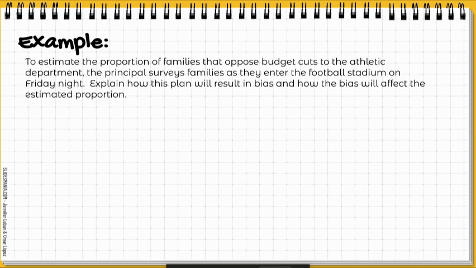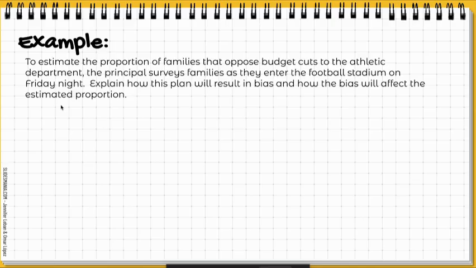Okay, so here's an example. To estimate the proportion of families that oppose budget cuts to an athletic department, a principal surveys families as they enter the football stadium on a Friday night. So let's think about the question. Oppose budget cuts to athletic department. Okay. Explain how this plan will result in bias and how the bias will affect the estimated proportion.